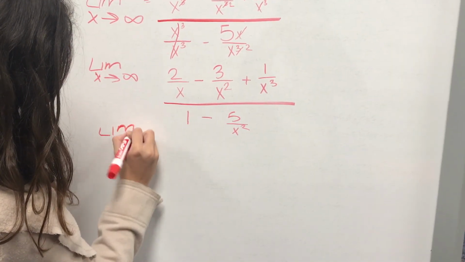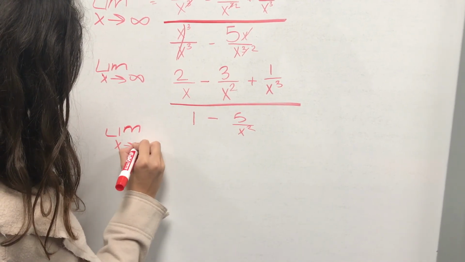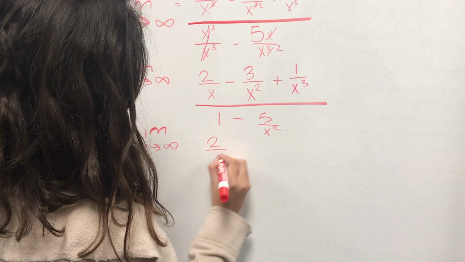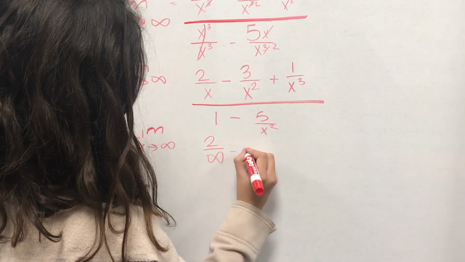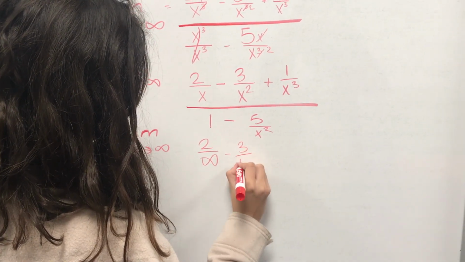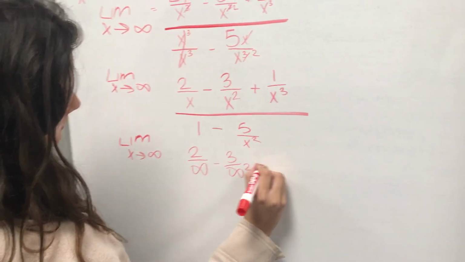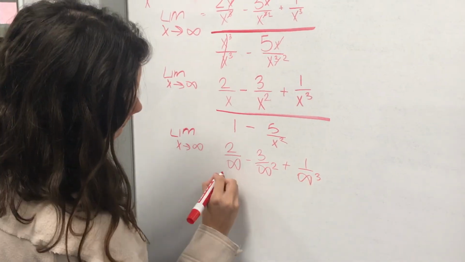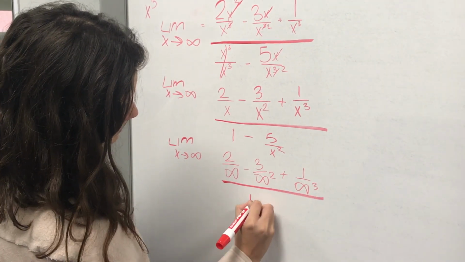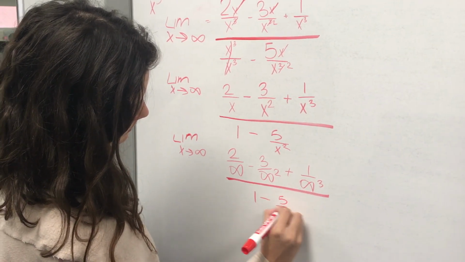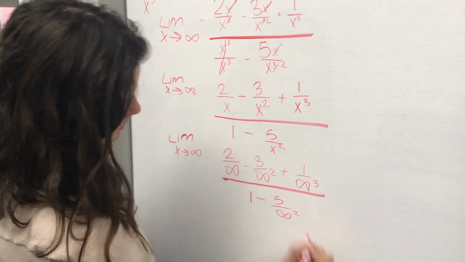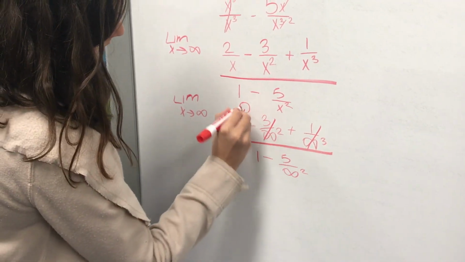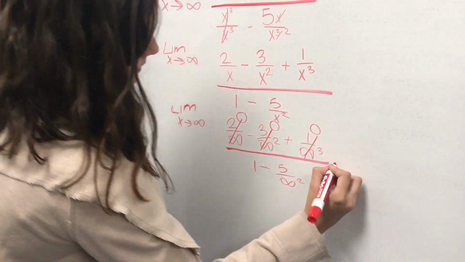We rewrite limit x approaching infinity once again, and now we substitute every x term with infinity. This would come out as 2 over infinity minus 3 over infinity squared plus 1 over infinity cubed, all over 1 minus 5 over infinity squared. In this equation, everything over infinity, no matter the power, is basically 0.